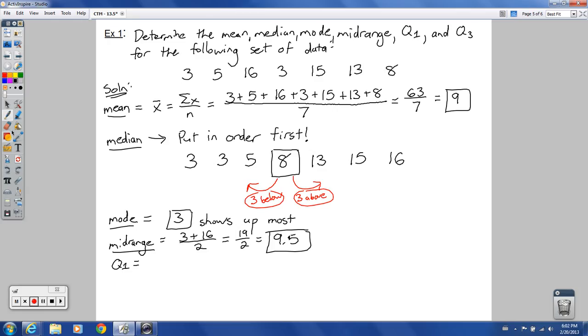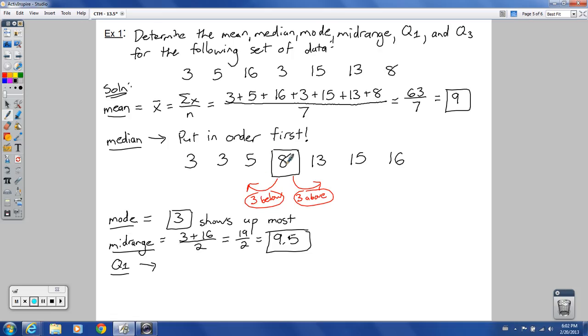I'm not going to say it equals something yet. How can I find quartile 1? This one takes a little more thinking through, but how do I find the middle, in other words, of the first half of the data? That's what I'm essentially saying by saying to find quartile 1. So where's the first half of the data? Well, it would be this stuff.